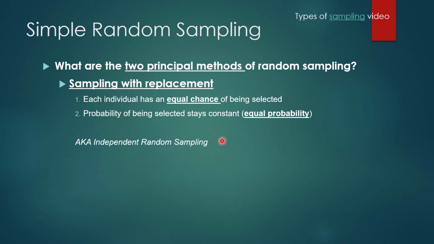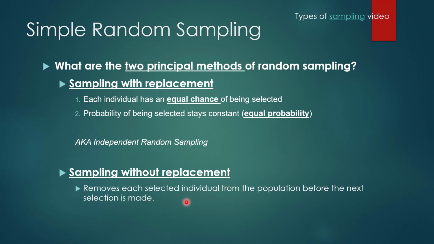So it's also known as independent random sampling because it has that quality of independence we talked about. Now, sampling without replacement is probably more common and probably more feasible, right? Because if I'm picking people to be in my sample and I pick one name out and I put it back in, I can't have that person be in my sample twice. So sampling without replacement is probably done more often, and it removes each selected individual from the population before the next selection is made.